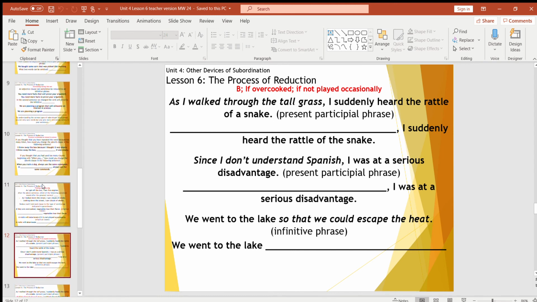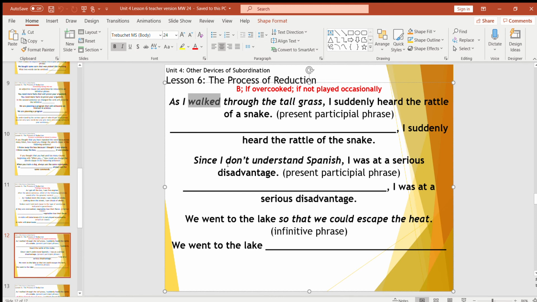As I walked through the tall grass, I suddenly heard the rattle of a snake. Dun dun dun. So what is the verb here that's going to become my ing phrase? Walked. So we're going to get rid of everything in front of walked and turn walked into what? Walking. Walking through the tall grass, comma, I suddenly heard the rattle of the snake. Remember, present participles end with ing.